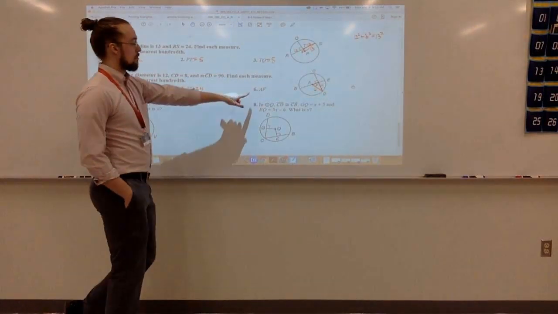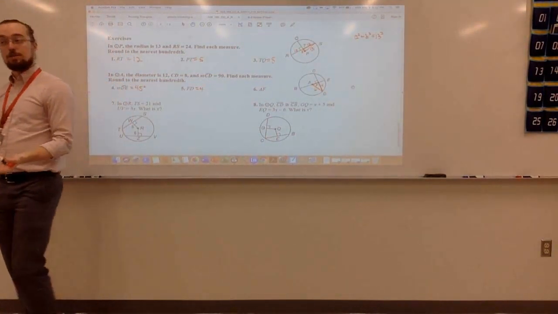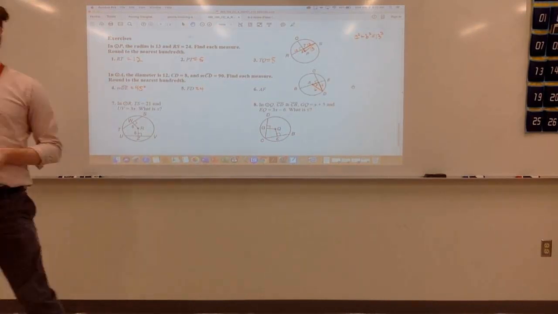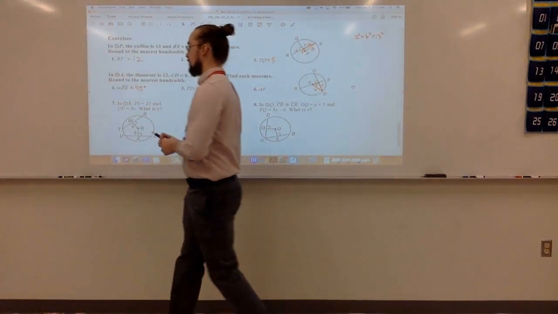So on number 6, I think this one doesn't work out to a whole number. So simplify the radical when you get there. Every time it says that, just ignore it. Oh, it does say round to the nearest hundredth. Why just simplify it? Yeah, for our purposes, let's not round. Let's find the exact value.